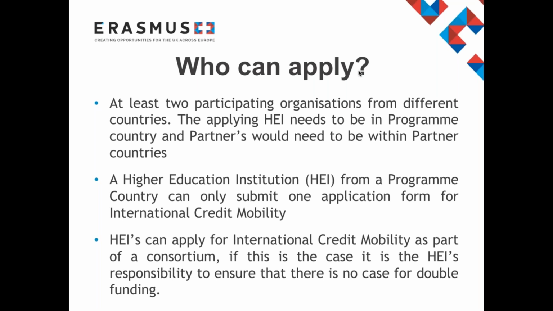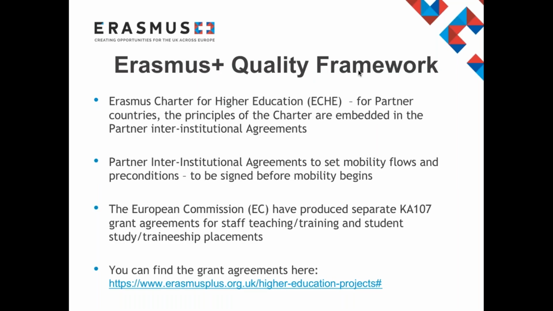As mentioned before, KA 107 has the same Erasmus Plus quality framework as KA 103. The institution applying has to have Erasmus Charter for higher education. For the institution in the partner country, the principles of the Charter are embedded in the partner interinstitutional agreement. Please note, you don't have to include the interinstitutional agreement in your application, but it does need to be in place before the mobility starts. The European Commission have produced separate KA 107 grant agreements for staff teaching training and student study traineeship placements. All the contractual documents can be found on the website shown on the slide.